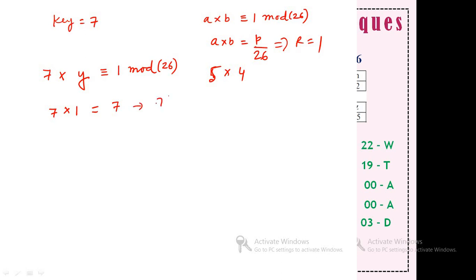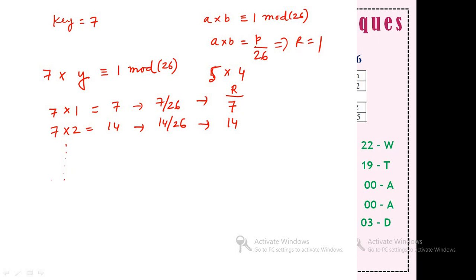So let's do this. 7 divided by 26. I'll make a remainder table maybe here. The remainder is 7, so it is not valid. So 1 is not the multiplicative inverse. Same way, 7 multiplied by 2 is 14. 14 divided by 26, the remainder is 14. Not equal to 1. So in that way you go on.